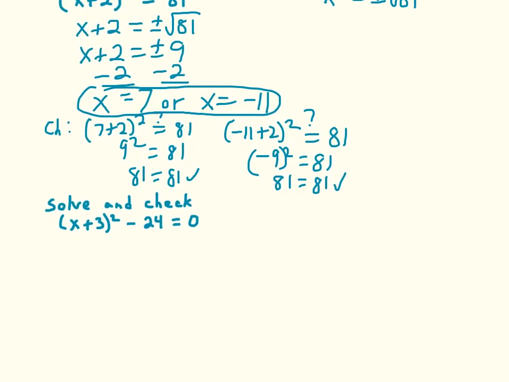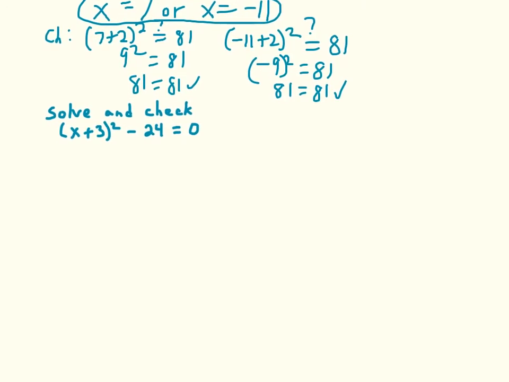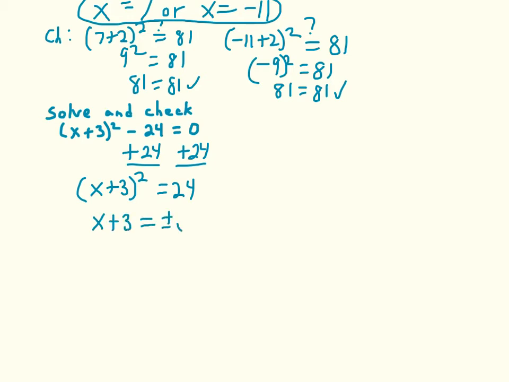Alright, let's do this one next. Similar kind of problem. One thing I want to do here, though, is I want to get this 24 to the other side first. I'm going to add 24. And now I have x plus 3, the quantity squared, equals 24. Well, if the quantity x plus 3 squared equals 24, that means x plus 3 has to equal the positive or negative square root of 24, based on the square root property.